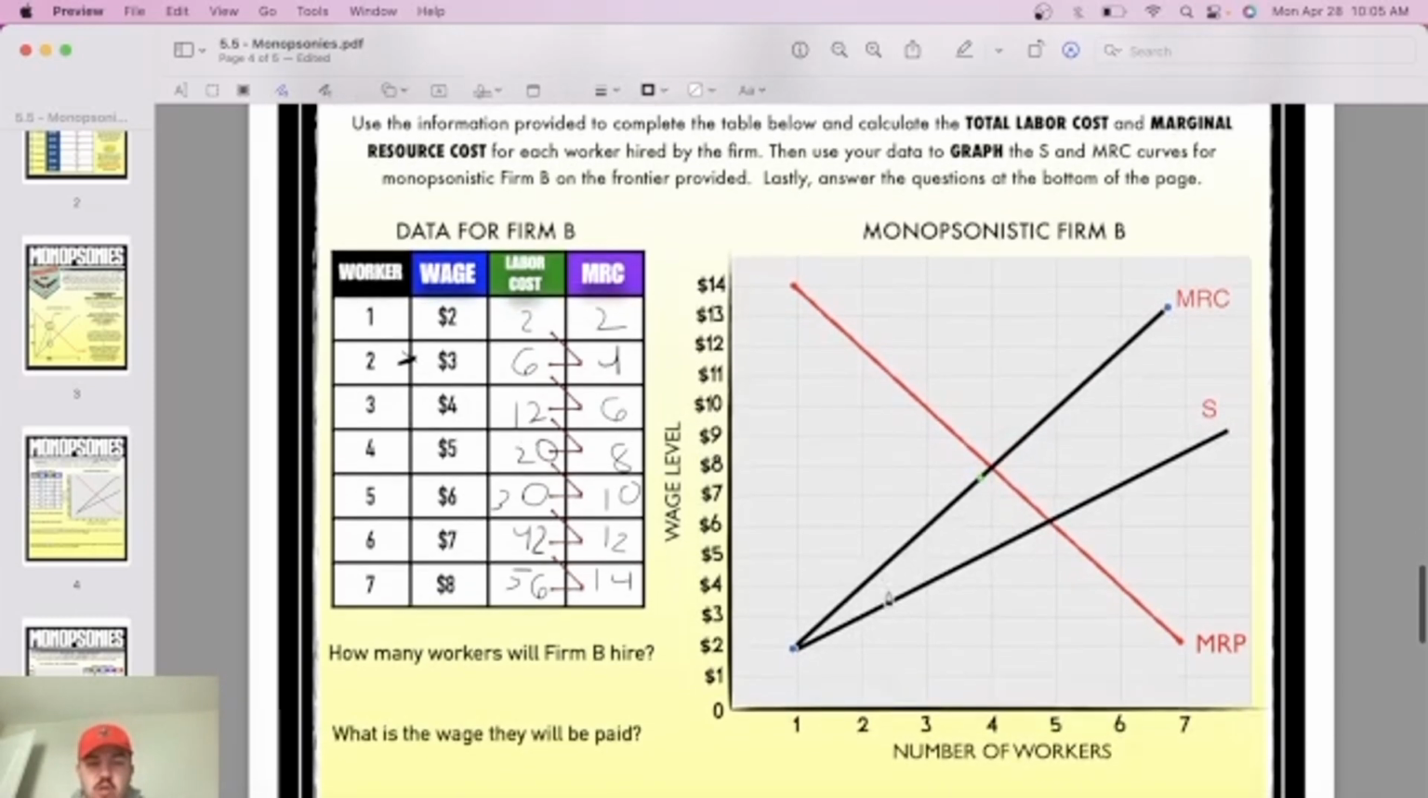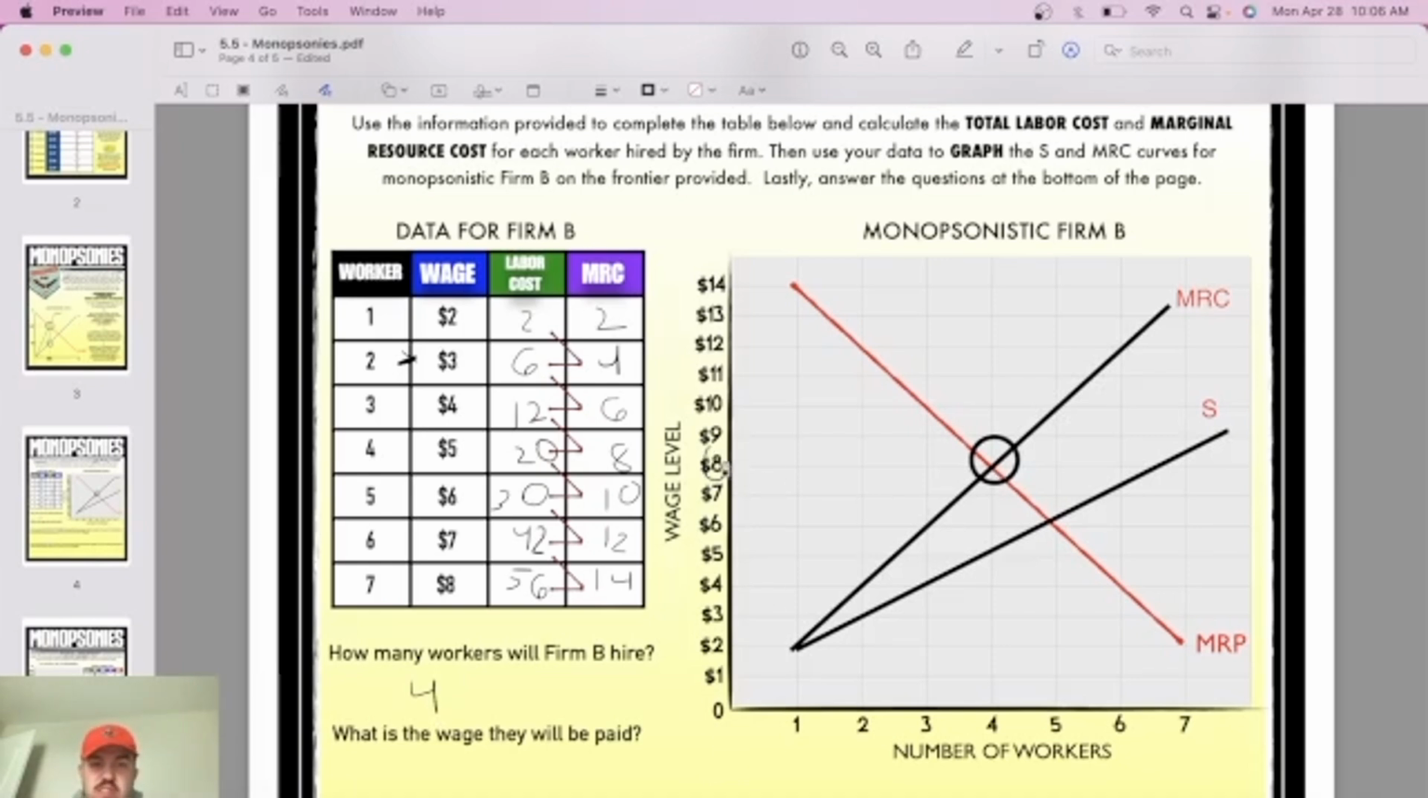Okay. How many workers will the firm choose to hire? Again, we are going to choose to hire where MRC and MRP intersect one another. Okay, so how many workers is that? That is 4. And the wage that they're going to be paid.